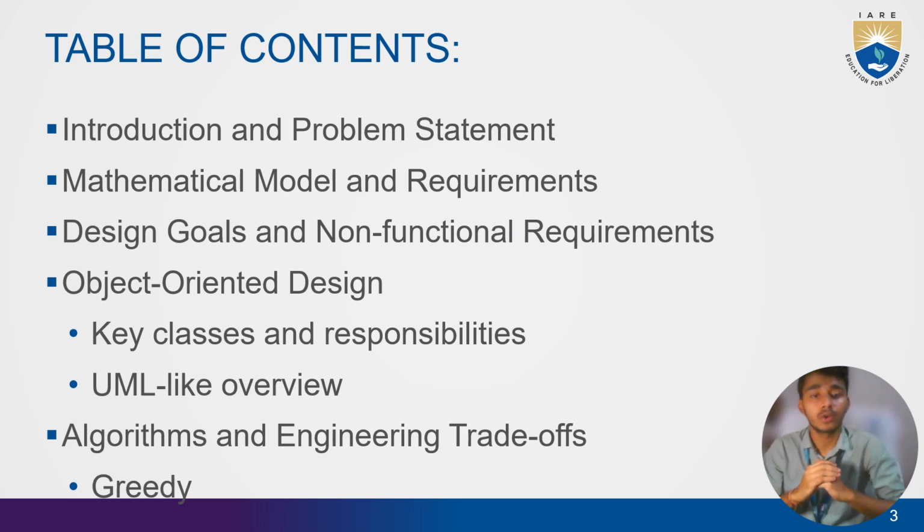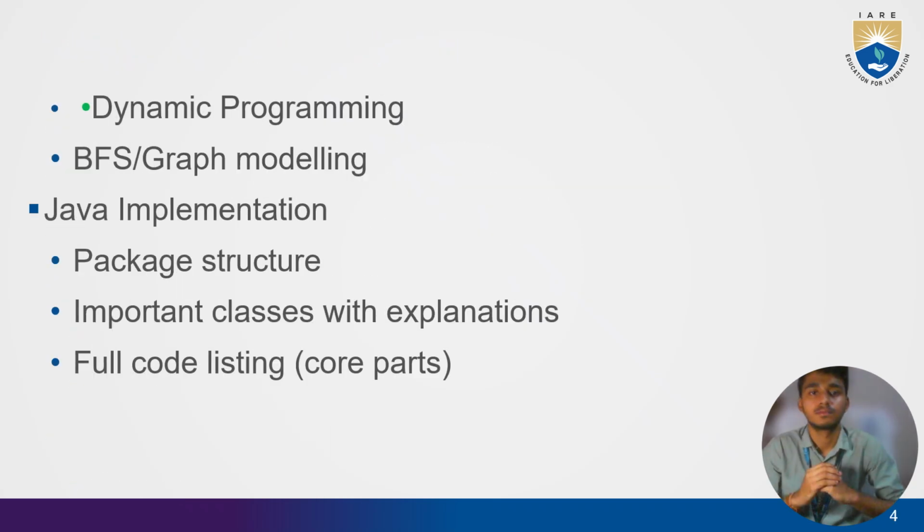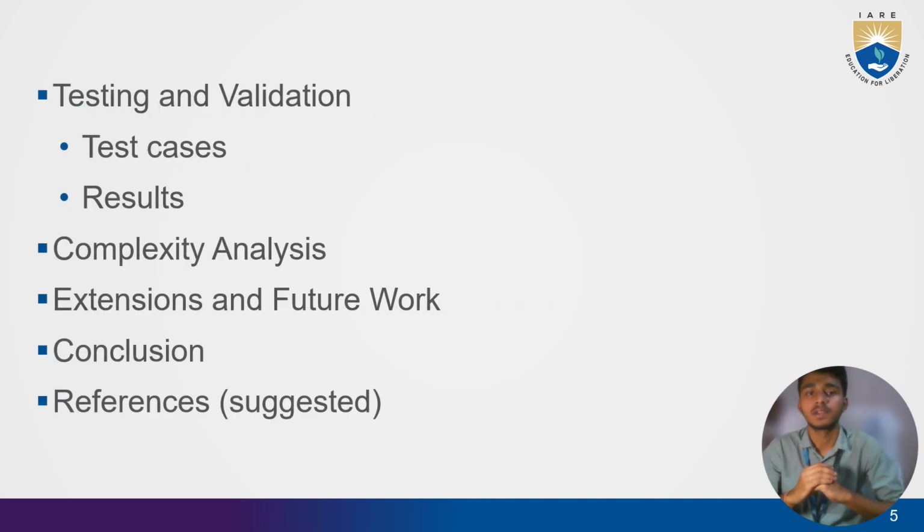Table of contents: introduction and problem statement, mathematical model and requirements, design goals and non-functional requirements, object-oriented design, key classes and responsibilities, UML-like overview, algorithms and engineering trade-offs like greedy, dynamic programming, BFS or graph modeling, Java implementation, package structure, important classes with explanation and full code listing with core testing and validation, test cases and results, complexity analysis, extension and future work, and lastly the conclusion.